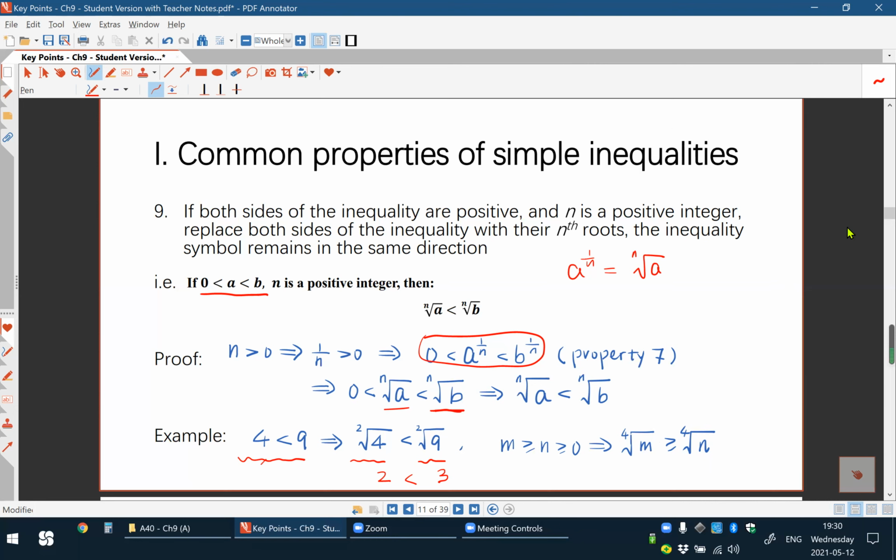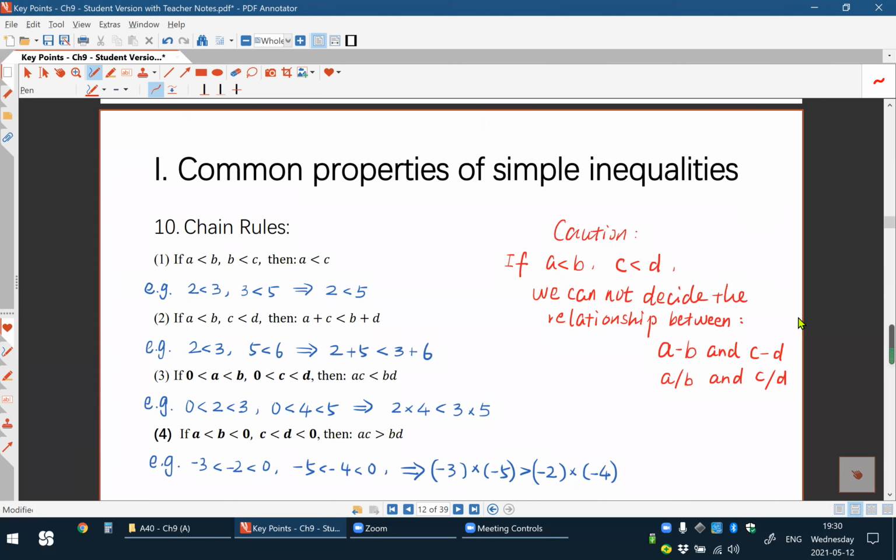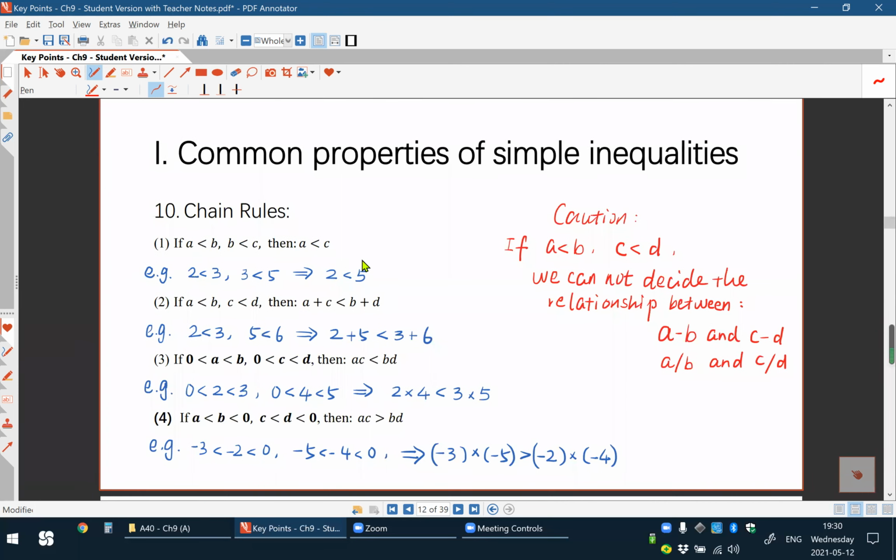Okay, let's see property 10, chain rules. There are several sub rules. First one, if A is smaller than B and B is smaller than C, then A should be smaller than C, right? I'm not going to explain this because I think this should be obvious to you. For example, 2 is smaller than 3 and 3 is smaller than 5, and we can get 2 is smaller than 5.